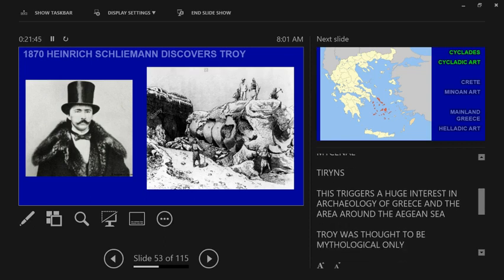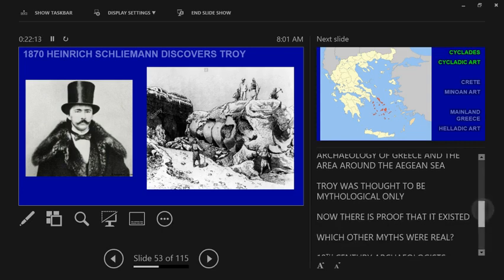So what this does, and how this affects us in this class, is this triggers a huge interest in archaeology of Greece. If Troy is real, then what about all these other stories? Are they real? So archaeologists from all over Europe and America come flooding into Greece and start digging around and trying to find stuff. And that's where we find all this amazing stuff from the islands of Greece.